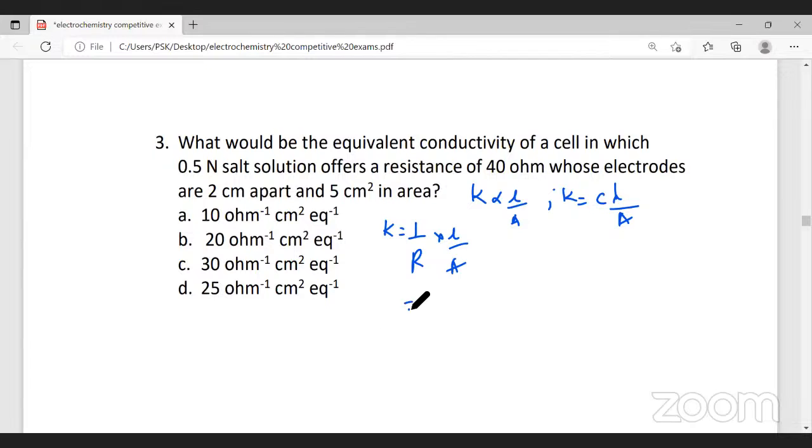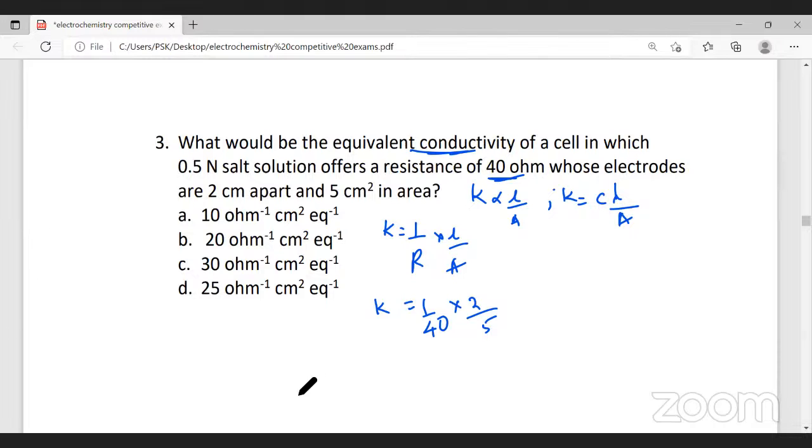So this specific conductance will be equal to 1 by 40, because the resistance they have given us is 40, into length, which they have given us as 2 centimeter, and area, which they have given us as 5. So 1 by 40 into 2 divided by 5. What is the question they're asking? What would be the equivalent conductance?